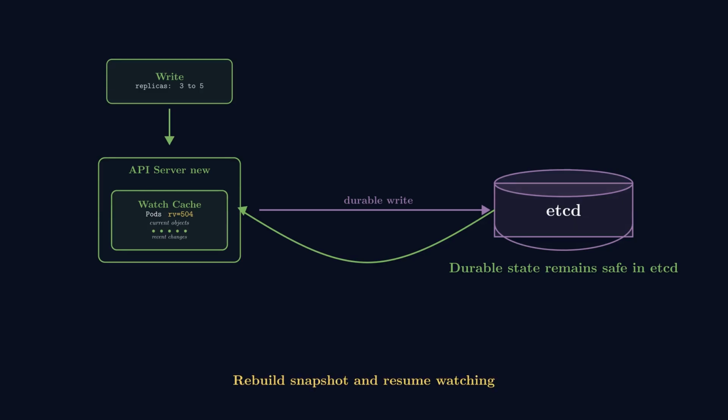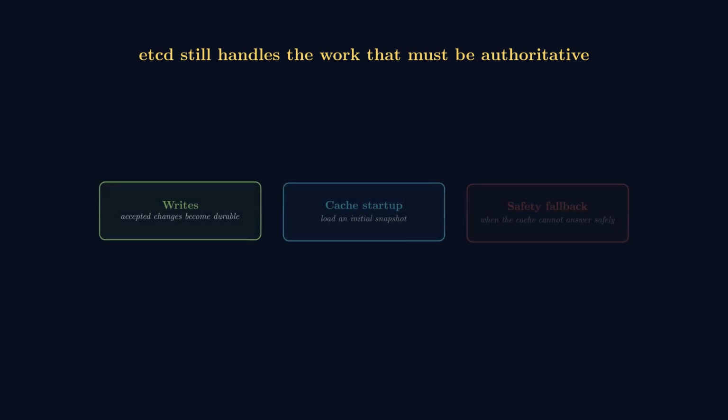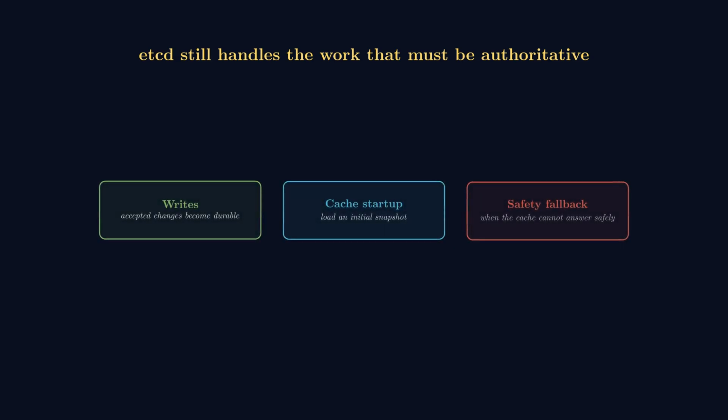So the cache does not remove etcd from the path completely. Writes still go to etcd. A new cache still needs an initial snapshot. And when the cache cannot prove that it can answer a request safely, the API server can wait or fall back to etcd. The goal is not zero etcd traffic. The goal is to avoid unnecessary repetition.